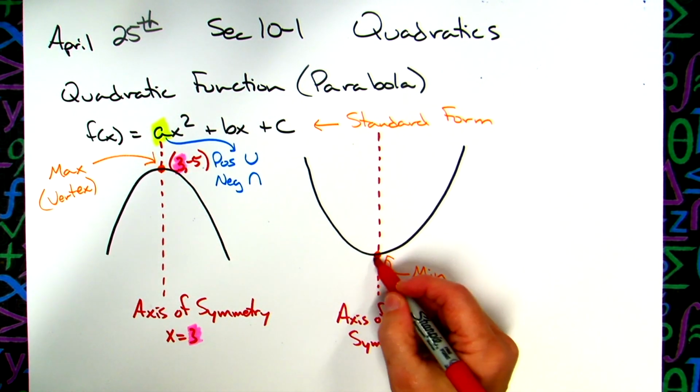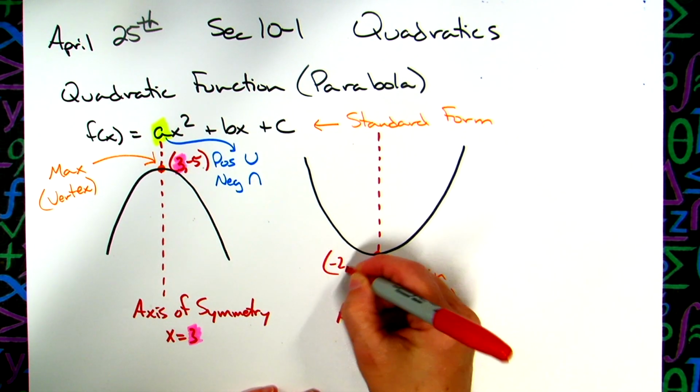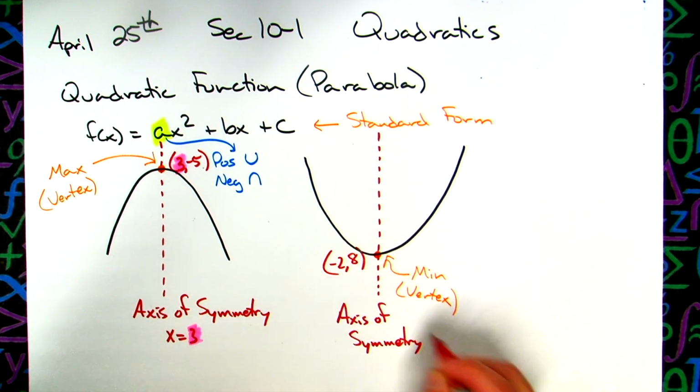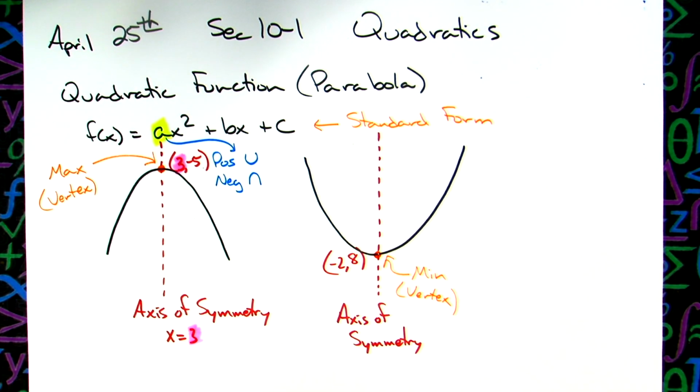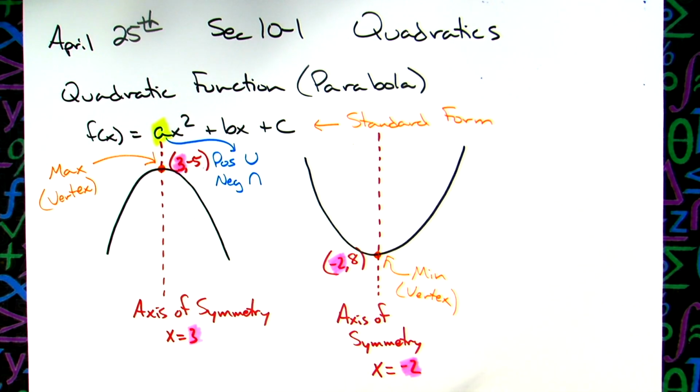It's the exact same number. If I told you that the vertex right here was the point -2, 8, the axis of symmetry would be x equals what number? -2. Because it is always the x coordinate. So whatever number goes there, that's how you write the equation of that axis of symmetry. Every parabola has an axis of symmetry. You have to make that line dotted because it is not part of the parabola.